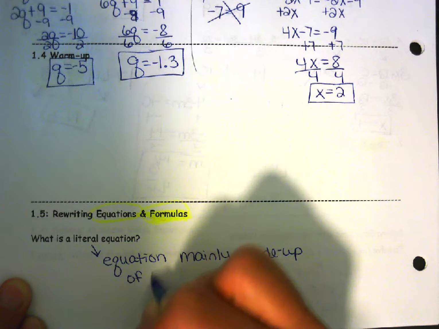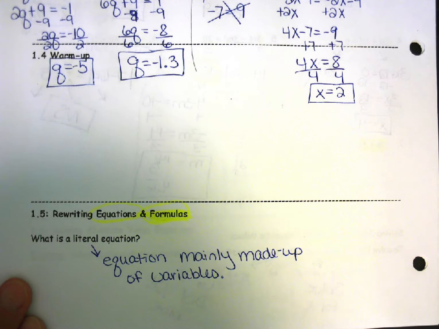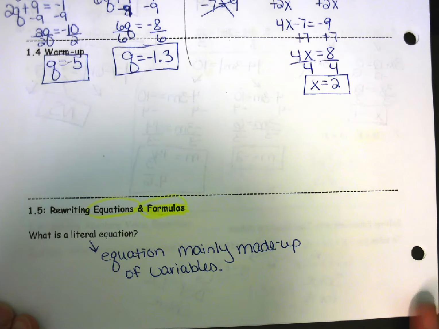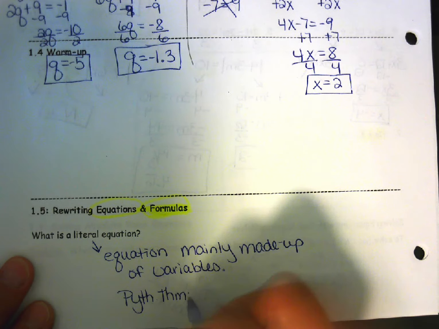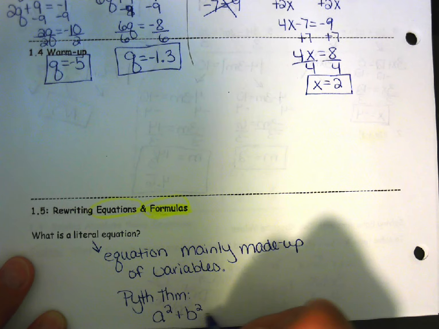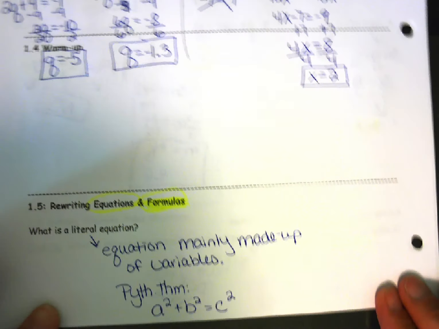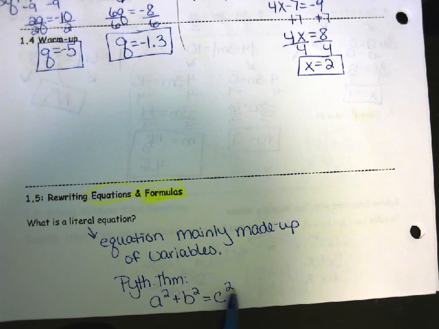of variables. And so if we were together, I would ask you for an equation that you know of that mainly has letters or variables in it. And many of you would probably throw out Pythagorean's theorem because that's a pretty popular one. A squared plus b squared is equal to c squared. That is going to find you the missing side of a right triangle. And notice, yes, it has numbers, but it mainly has variables.